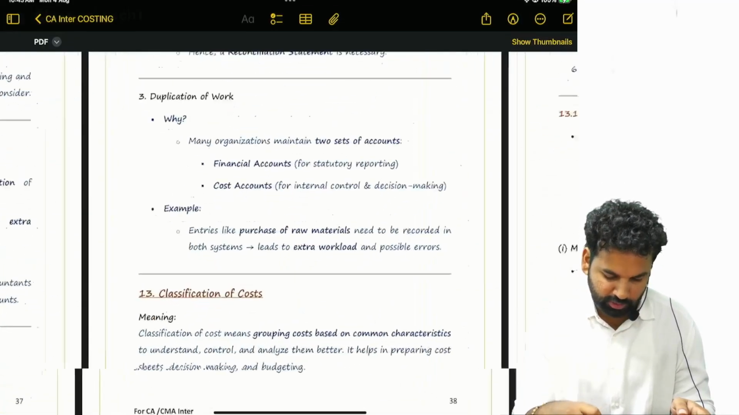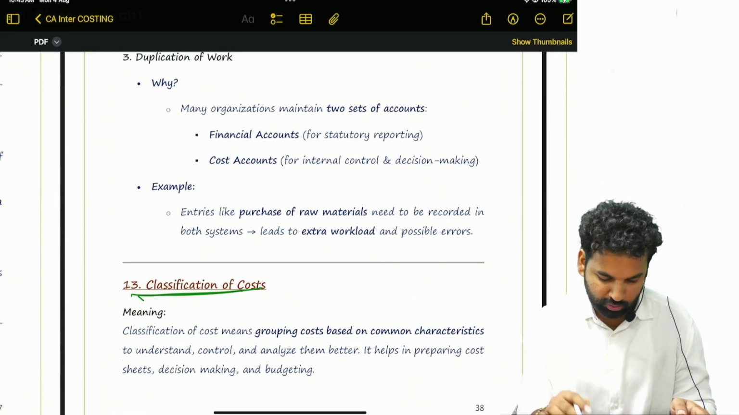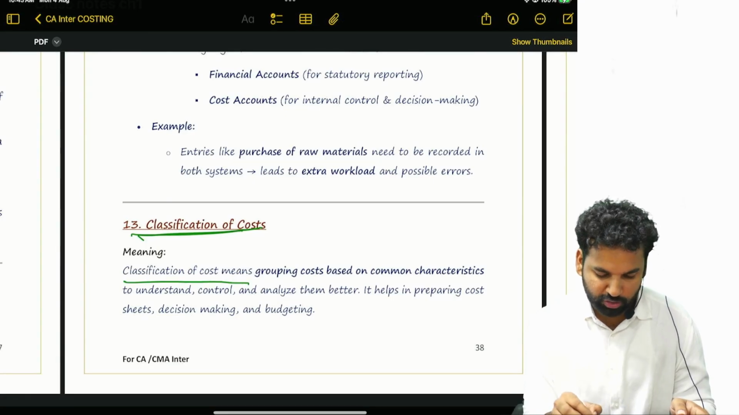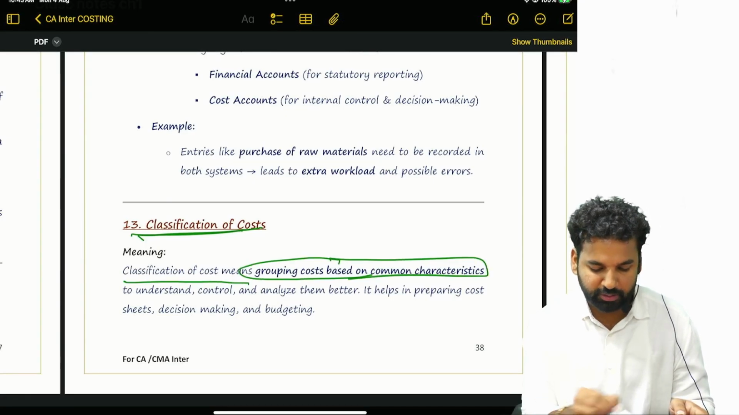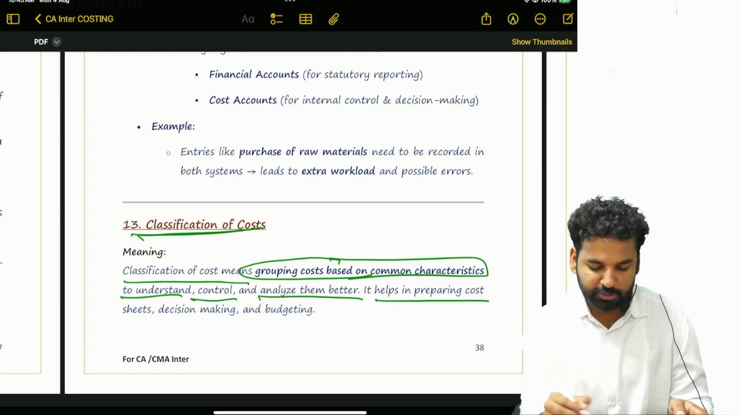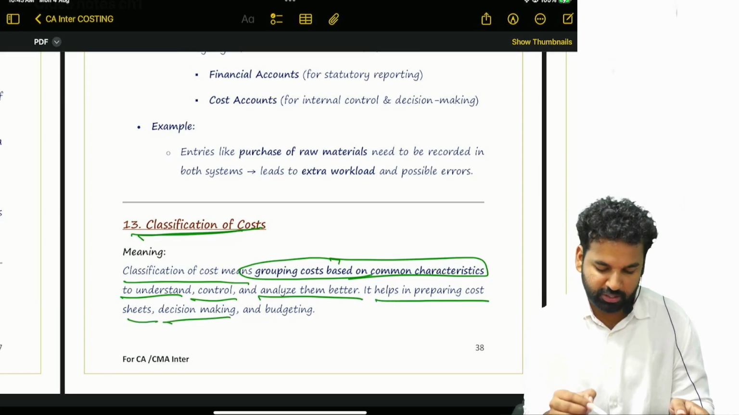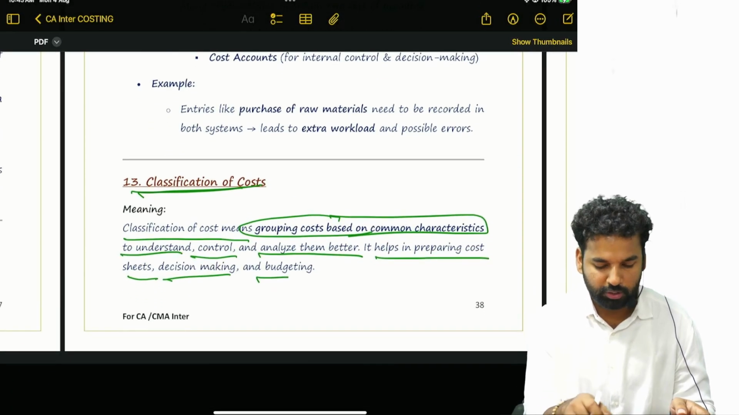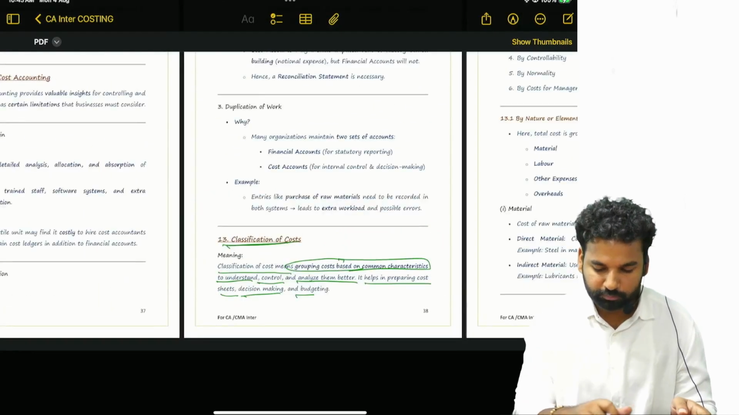Yeah, see here, classification of cost. Classification of cost means grouping of cost based on the common characteristics to understand, control, and analyze them better. It helps in preparing the cost sheets, decision making, and budgeting.